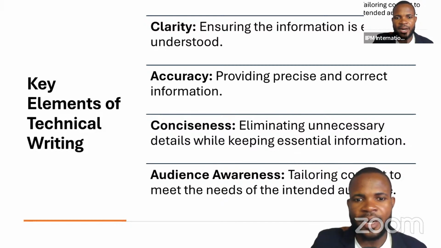Now, the other aspect is being concise. You don't want to be verbose in your writing. You don't want to put all information that is not needed. All you want to do is to provide the most important information that is needed in the communication first before you start including other things. So you want to be as concise as possible.